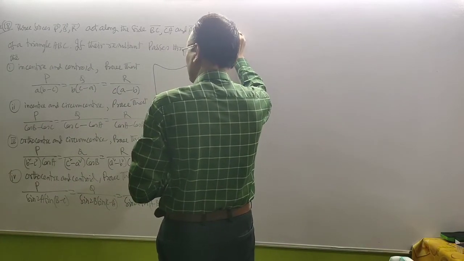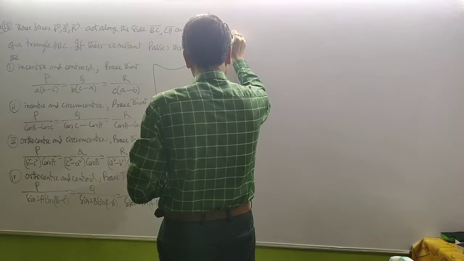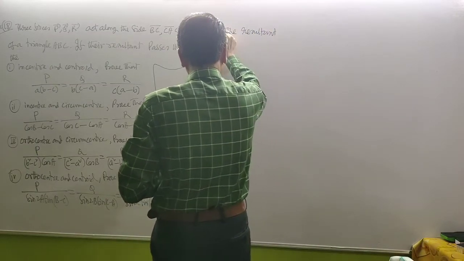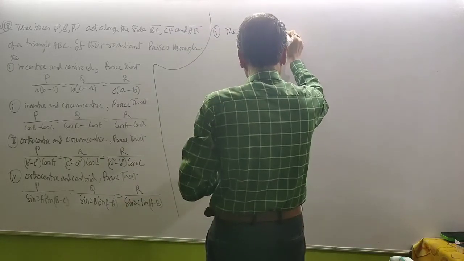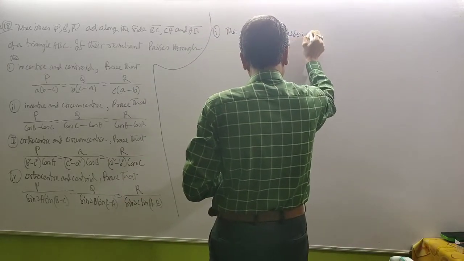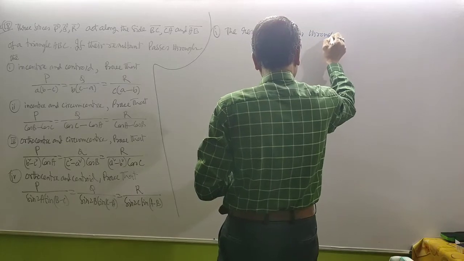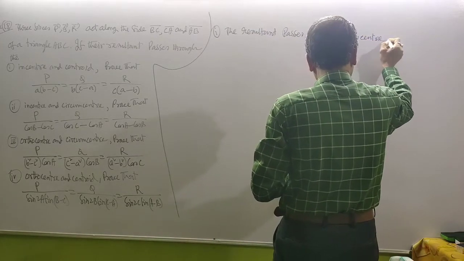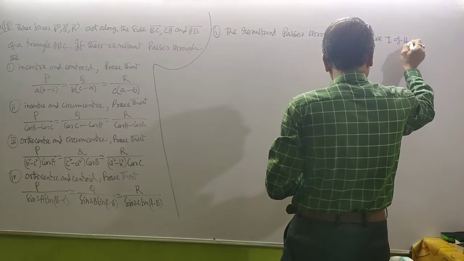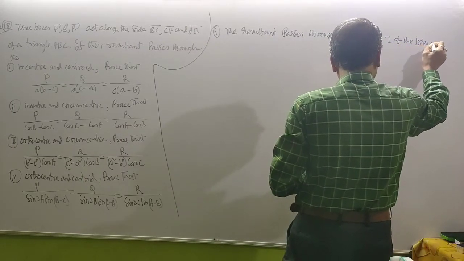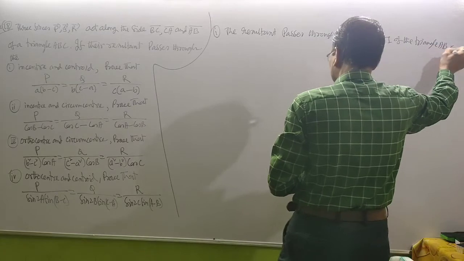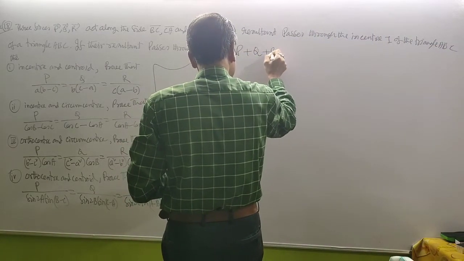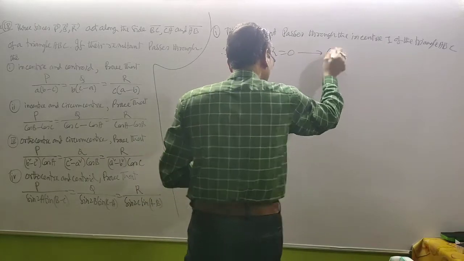The resultant passes through the incenter, right? The resultant, number 1, passes through the incenter I of the triangle ABC. Therefore, we have P plus Q plus R equal to 0. Suppose this is number 1.